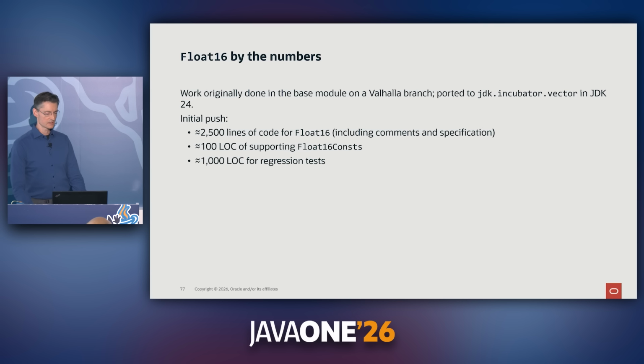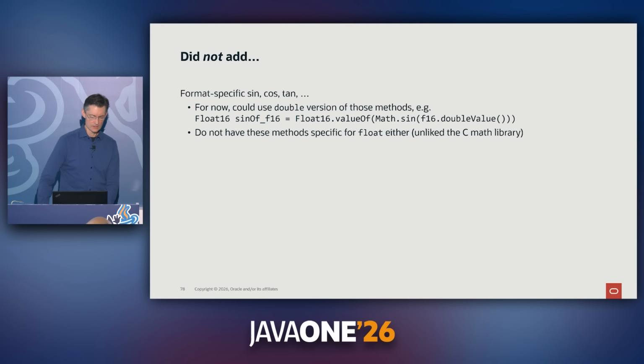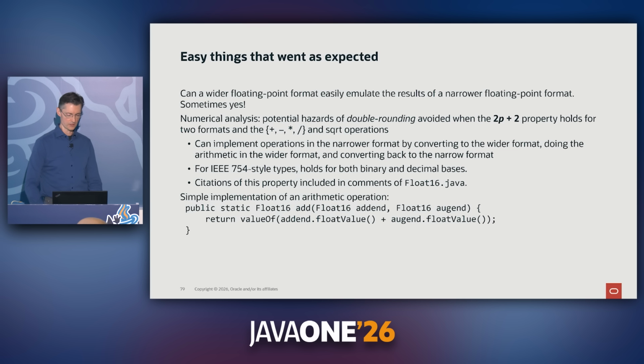What did it take to implement Float16? A few thousand lines of code and about another 1,000 lines of regression tests for the way we implemented it. There are many things we did not implement. We did not implement format-specific sine, cosine, or tangent. Of course, we don't have those for float either, unlike in, say, the C math library.